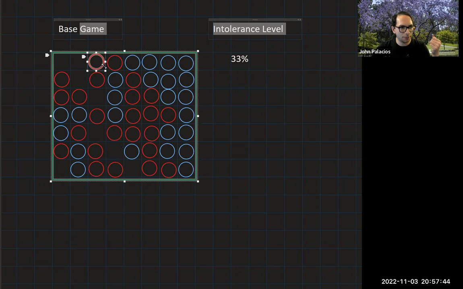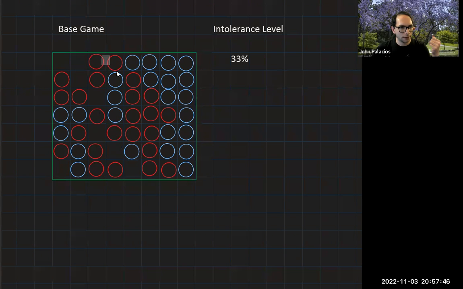So this token's happy, and so it stays. Let's look at this token. It has 1, 2, 3, 4, 5 neighbors, and only 2 of the neighbors are of the different color. So 40% of the neighbors are a different color. That means this token is unhappy, and it also wants to move. So it's going to move somewhere random, maybe here, and continue on like that.